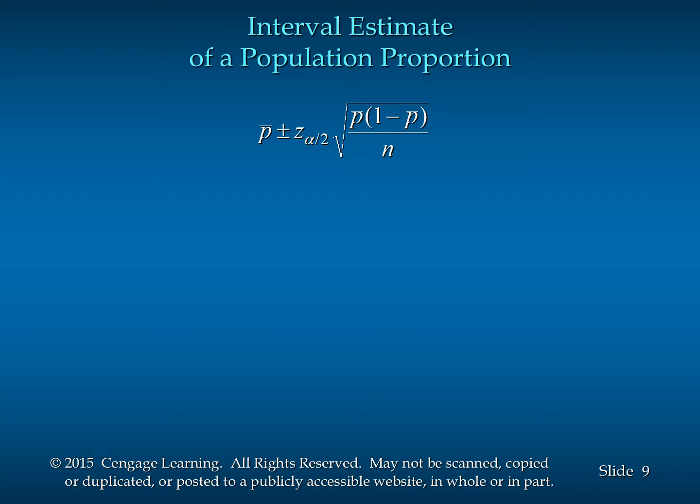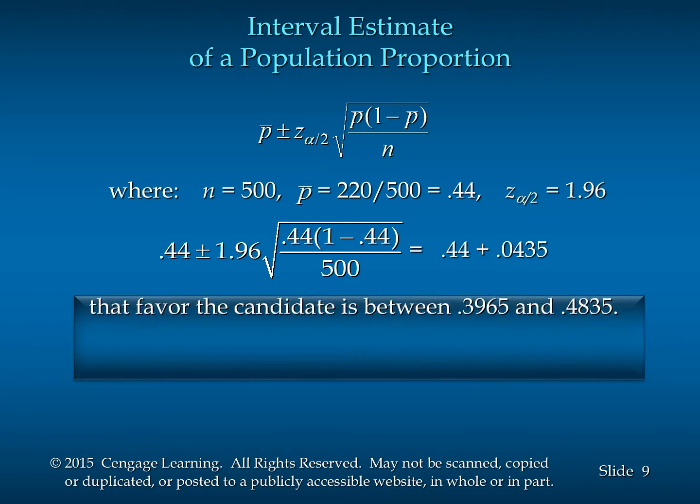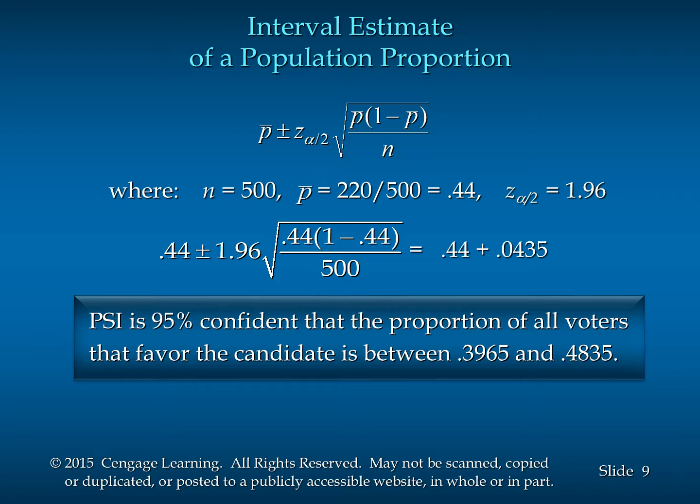The z value for 95% is plus or minus 1.96. So calculating the formula, we end up with an interval around the population proportion plus or minus 0.0435.